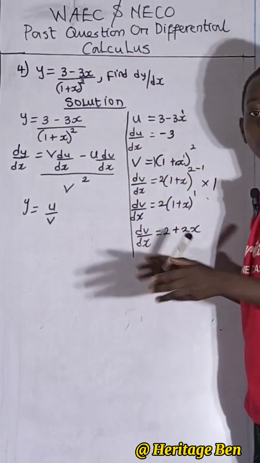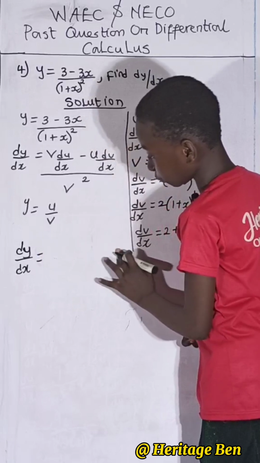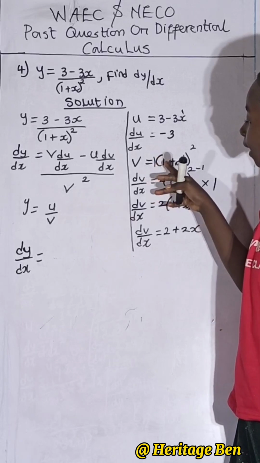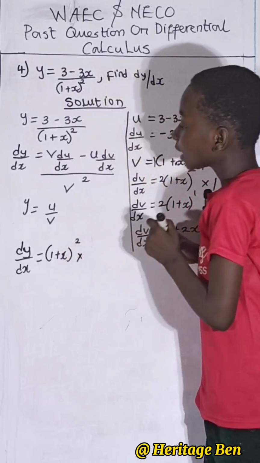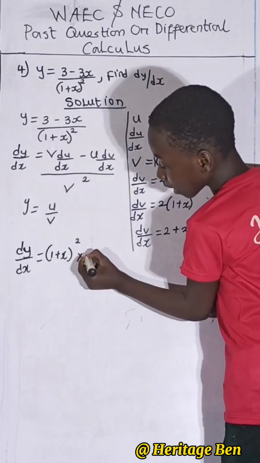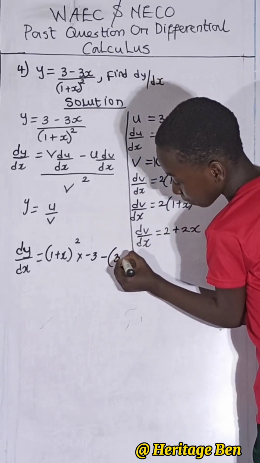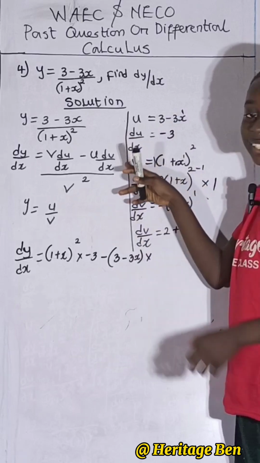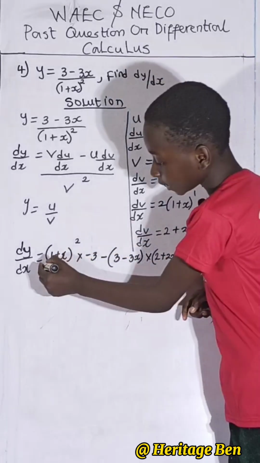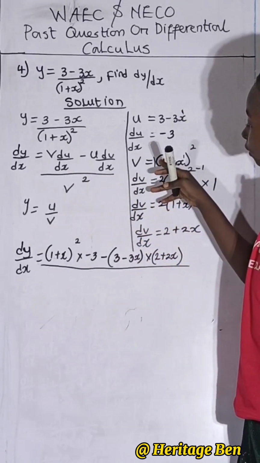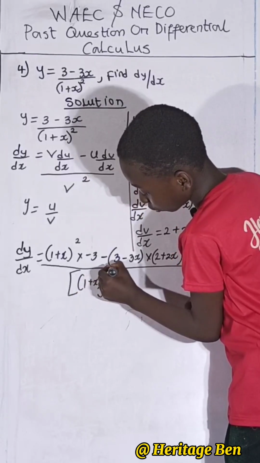Now let's simplify further. Now I'm going to substitute to find dy/dx. dy/dx is equal to, now v here is (1 plus x) raised to the power 2, times du/dx. du/dx is minus 3, times minus 3, minus u. u here is 3 minus 3x, (3 minus 3x) times dv/dx. dv/dx is 2 plus 2x, (2 plus 2x), divided by v squared, so (1 plus x) squared, because it's v squared.